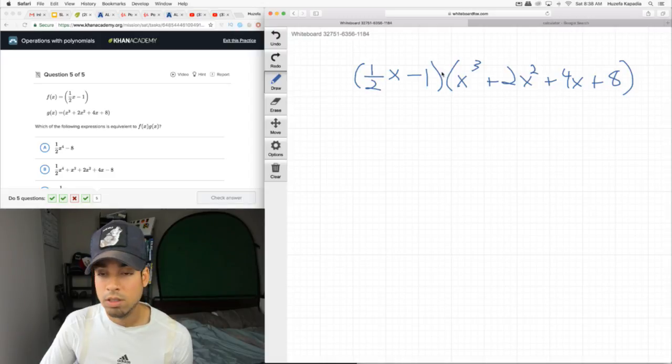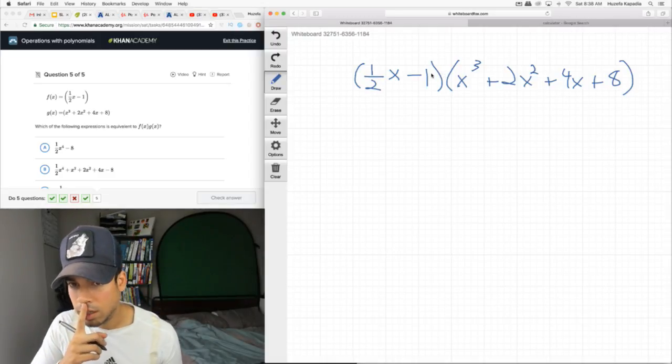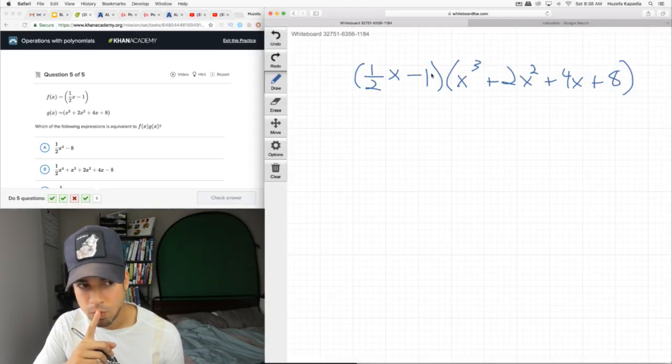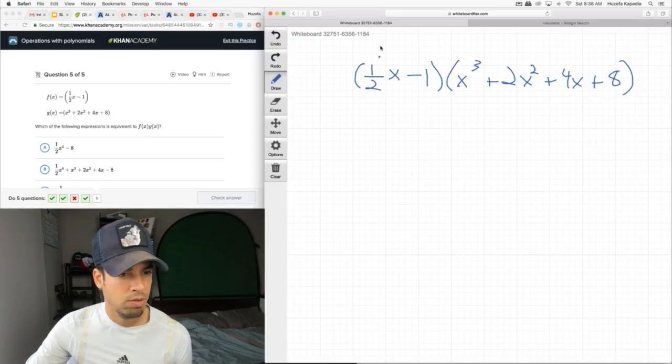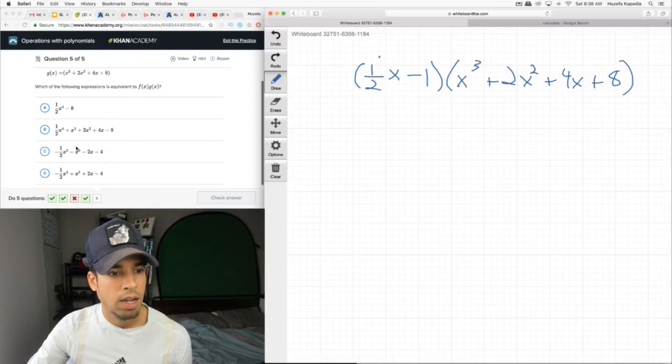All right, this is going to be a long problem. Let's see if there's any shortcuts. 1/2 x minus 1. I don't think so. Okay, we're going to go through it like this. Let's see if there's any way we can eliminate any of these guys. I can eliminate C and D because I already know when this multiplies over, the highest value we're going to get is x to the 4th.